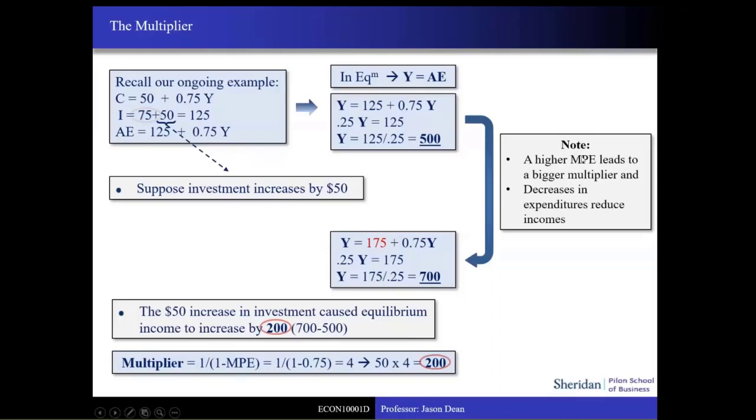Okay, so a higher marginal propensity to expend leads to a larger multiplier, and decreases in expenditures reduce incomes. I mean, just think about it. What slows down the multiplier process is the marginal propensity to expend. So the higher it is, the less it's going to slow it down, because people in every round are going to be spending more. But if it's very low, then they're going to be spending less. So the leakages will slow down the multiplier. So far the only leakage we have is savings. Okay, so later on we'll have taxes and imports, and they will also slow down the multiplier process.